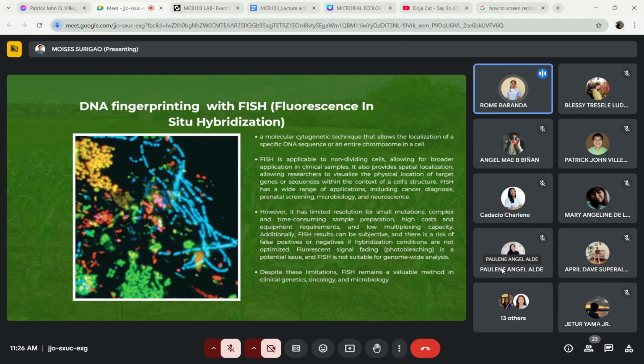So FISH is a molecular cytogenetic technique that allows the localization of a specific DNA sequence or an entire chromosome in a cell. It is applicable to non-dividing cells, allowing for broader application in clinical samples, and provides spatial localization, allowing researchers to visualize the physical location of target genes or sequences within the context of a cell structure.